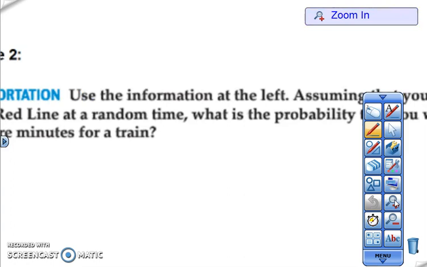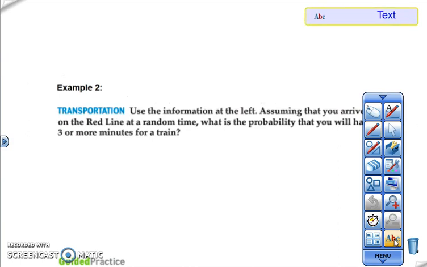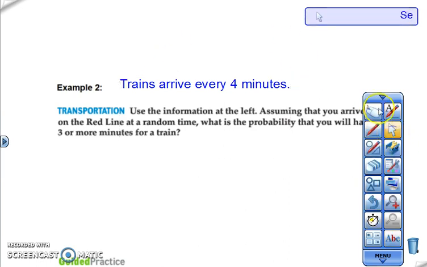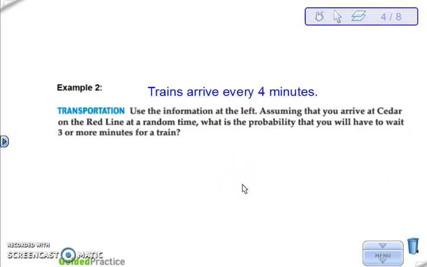All right, so for this one, looks like it didn't print properly, so what I'll do is go ahead and add in the extra information. The extra piece of information that did not print was that trains at this station arrive every 4 minutes. Okay, so we have a train. It arrives every 4 minutes, and we want to know that if we show up at the station at a random time, what is the probability that we'll have to wait 3 minutes or more for the train?